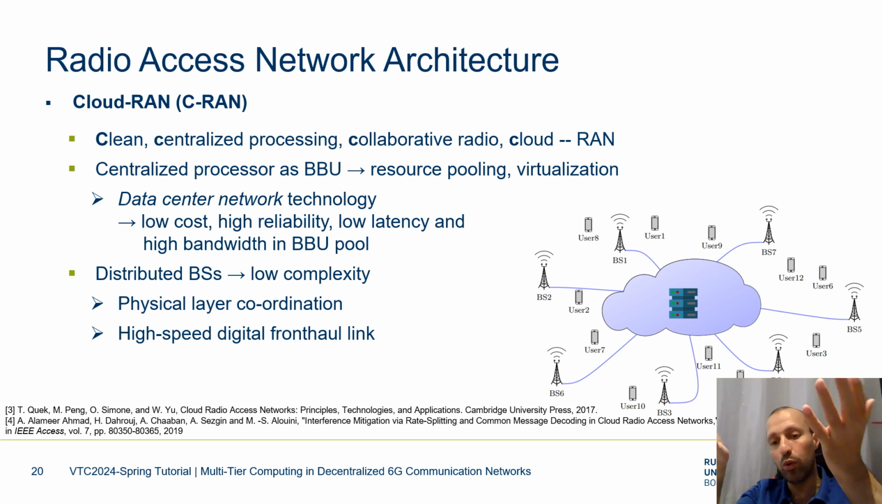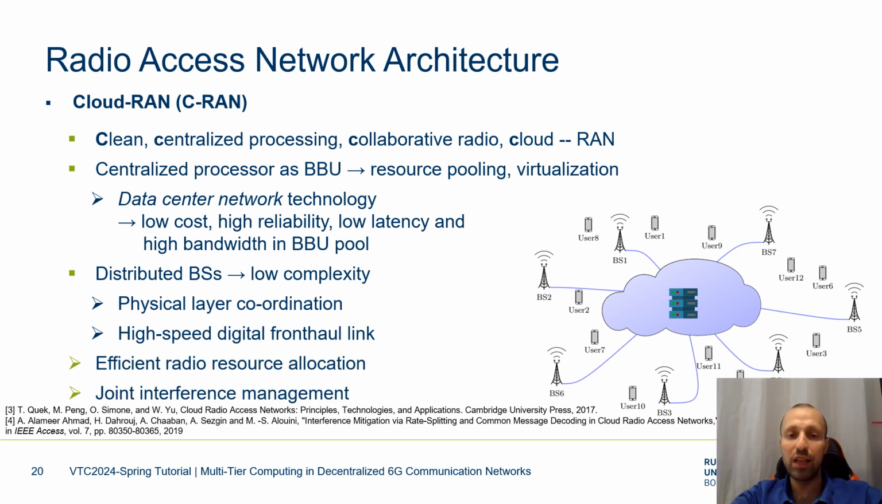So this is in a way what we call the separation between the control plane and the data plane. The data plane is where you eventually will be sending the information through what are also called remote radio units. On the baseband unit, the place where we have resource pooling and virtualization, you will have the chance to run some very sophisticated algorithms, some centralized processing, and eventually spread such decisions through the fronthaul links towards the base stations, right? So that's exactly what we call the physical layer coordination. And of course, you would need some high-speed digital fronthaul links. So this is the idea.